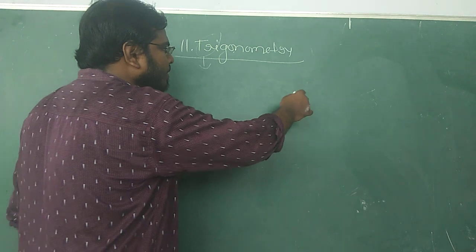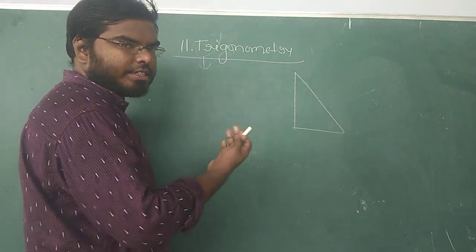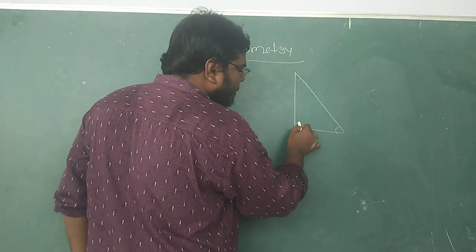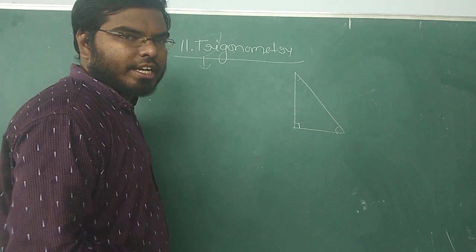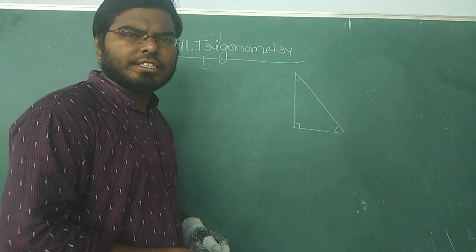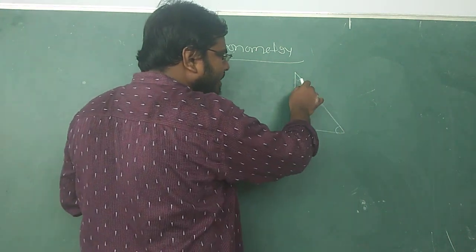The next thing: it is a triangle, right? And which triangle is this? It is a right angle triangle. Why? Because one angle is forming 90 degrees. That's why we call it a right angle triangle. The rest of the two angles are acute angles.